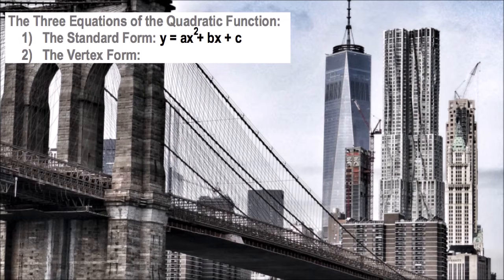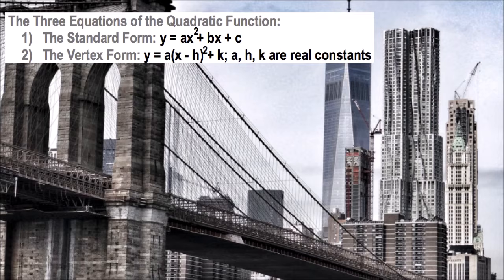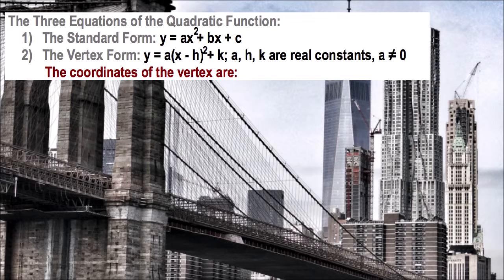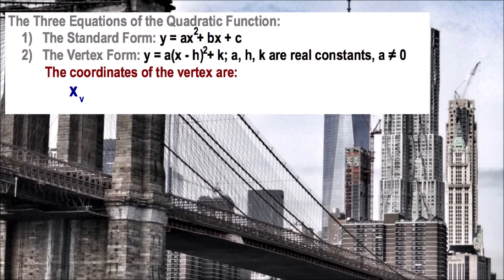Then we have the second one, which is the vertex form, which can be represented as y equals a times the quantity x minus h everything squared plus k, where a, h, and k are real constants. A cannot equal 0, and the coordinates of the vertex are x vertex equals h and y vertex equals k.